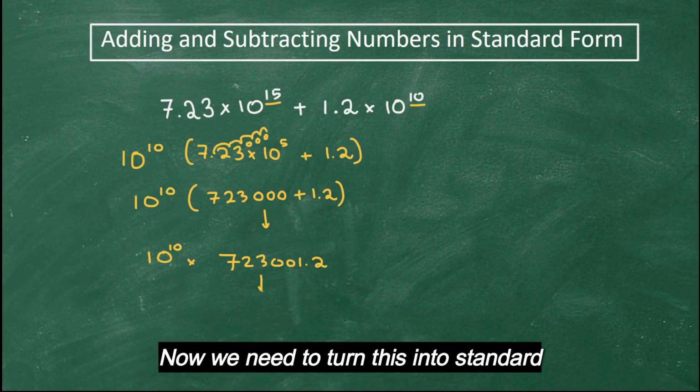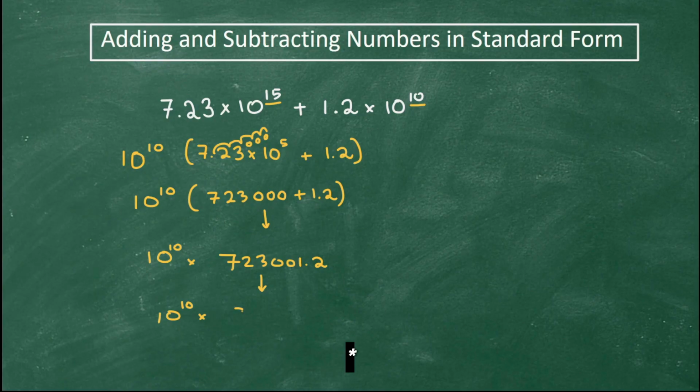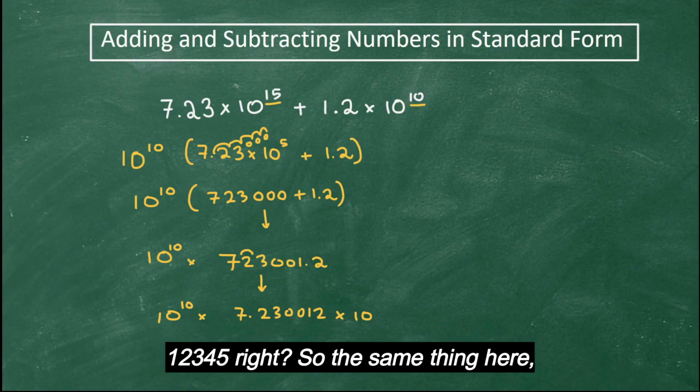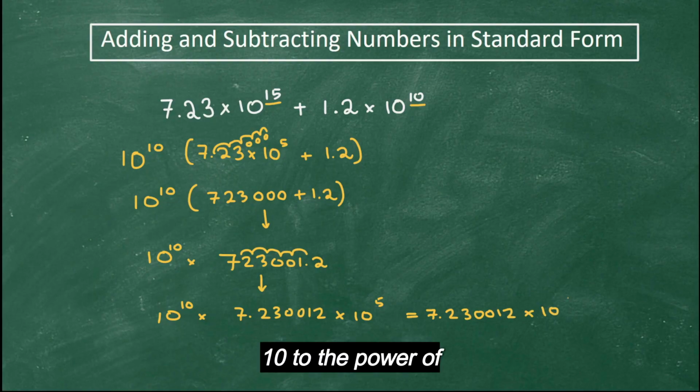Now we need to turn this into standard form. So 10 to the power of 10 times 7.230012 times 10 to the power of 1, 2, 3, 4, 5. Right. So the same thing here. 7.230012 times 10 to the power of 15.